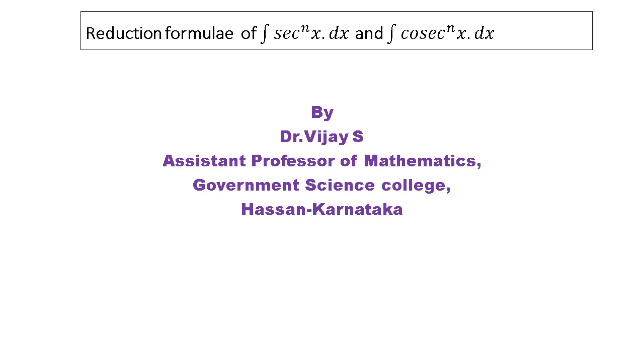In the last lectures or videos, we have studied the reduction formulas for integration of sine to the power n x dx, cos to the power n x dx, tan to the power n x dx, and cot to the power n x dx. So now we will see the reduction formula of integration of secant to the power n x dx and integration of cosecant to the power n x dx.